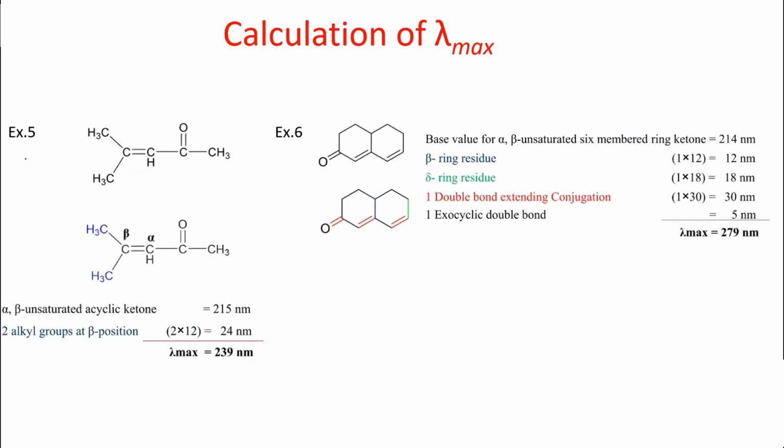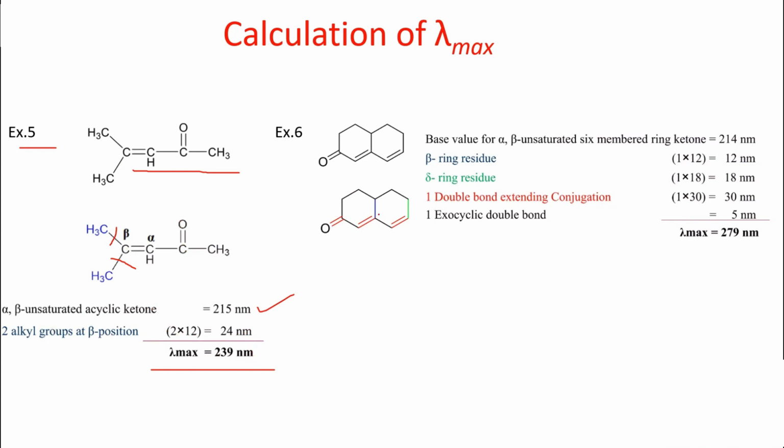Let's see some examples. Here we can see that this is an alpha beta unsaturated acyclic ketone. So the base value is 215 nanometer. Here two alkyl groups are present at beta position. So the increment is 2 multiplied by 12, which is 24 nanometer. The overall lambda max for this molecule is 239 nanometer.